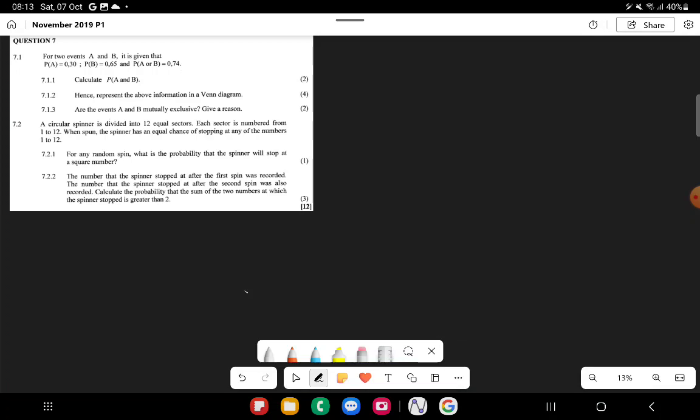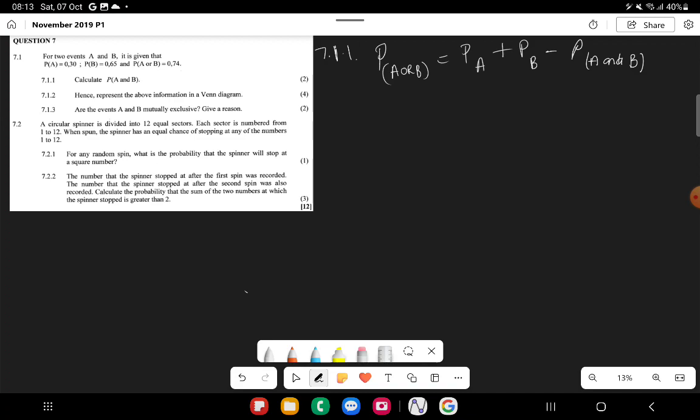So this is an equation that you need to know off by heart. Let's do that. 7.1.1. The equation says the probability of A or B is equal to the probability of A plus the probability of B minus the probability of A and B. Now again, this you have to know off by heart.